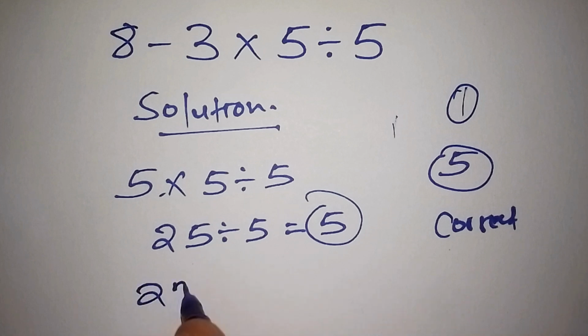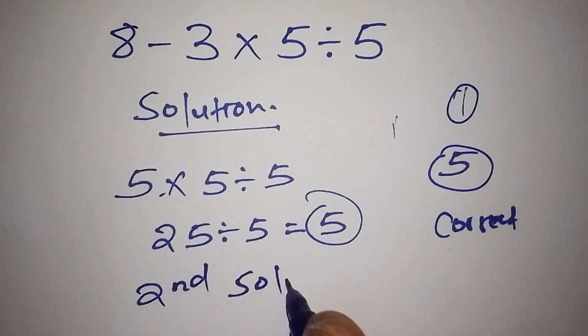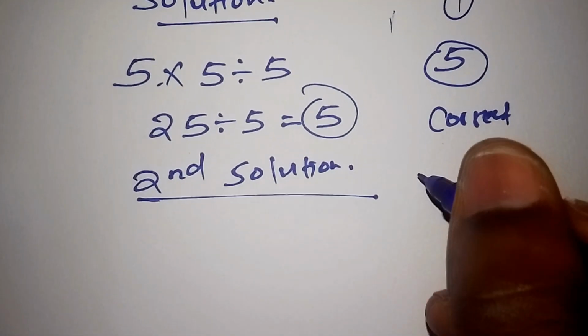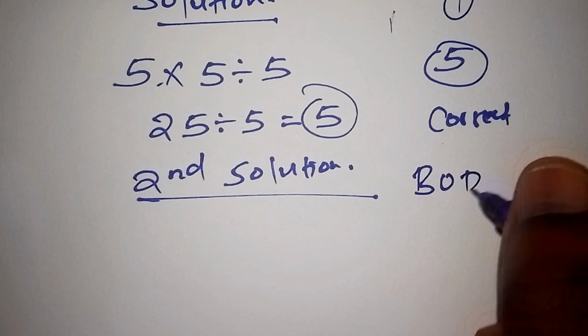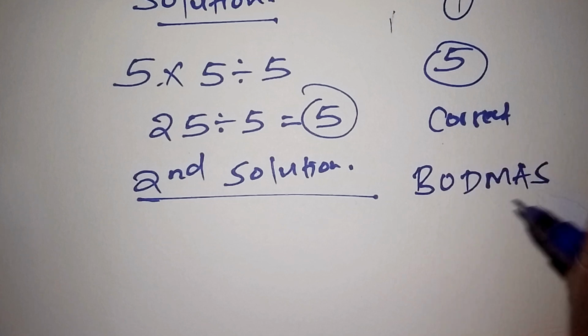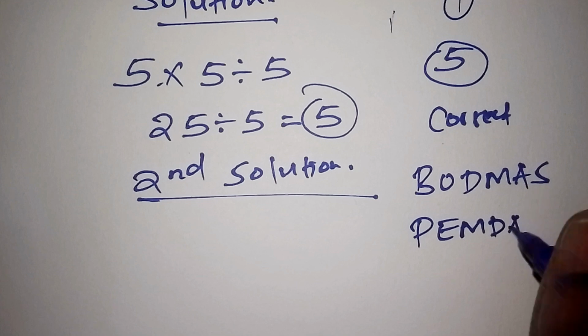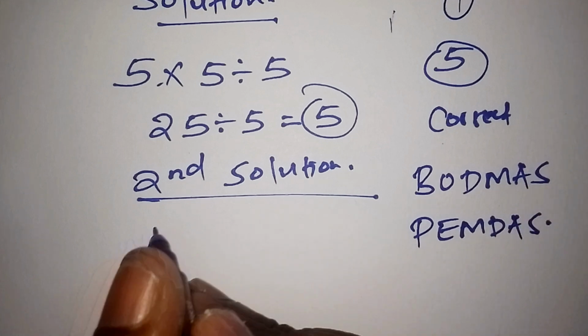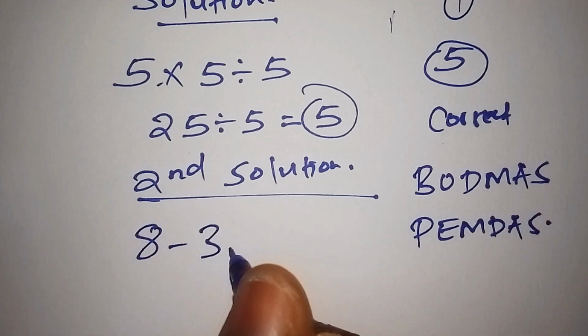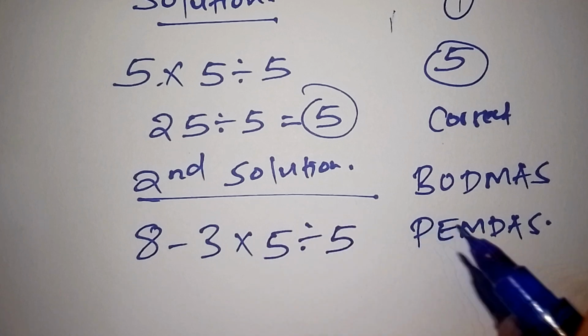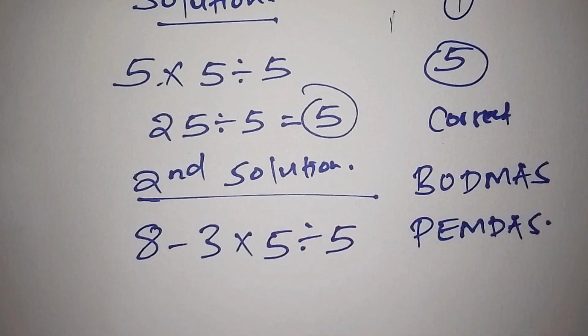Our second solution to this maths problem is how we shall now introduce the law of maths in solving it. You can either use BODMAS, or when you don't want to use BODMAS, we can use PEMDAS in solving out this maths problem. Since we have 8 minus 3, then multiply by 5, divide by 5, this one is the best rule for solving this maths problem.